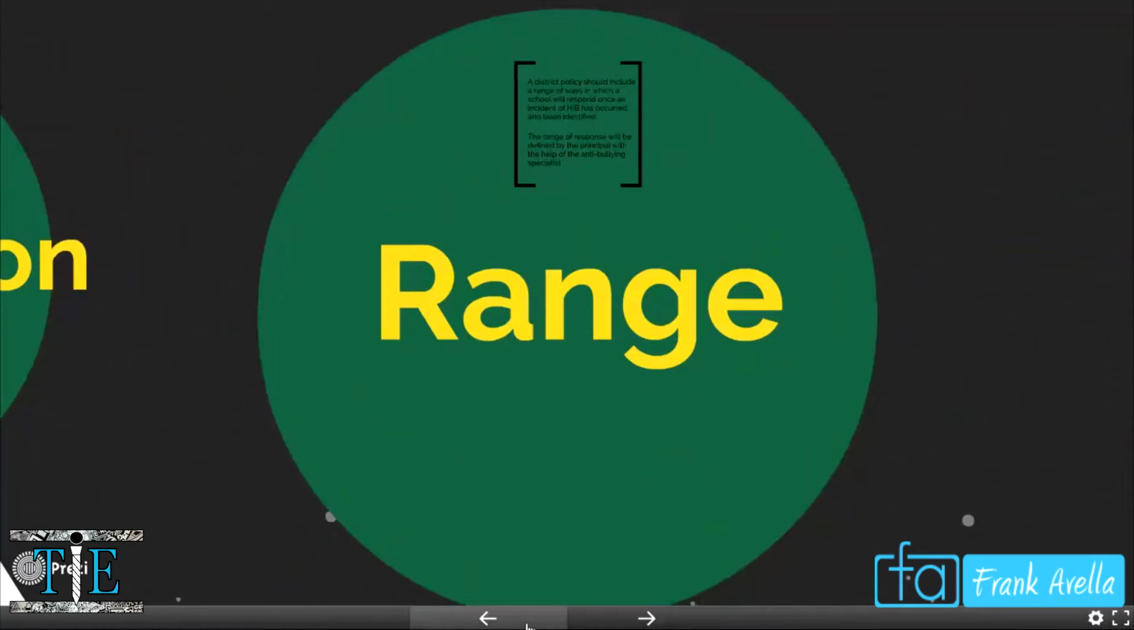This means a range of responses. So in case HIB actually happens, there should be a range of different options on how to deal with HIB: consequences and remediation. So let's check this out.